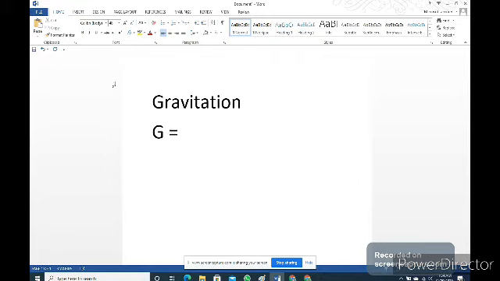6.67 into 10 to the power minus 11. See how small the gravitation is? Very small, right? This value of G is known as the universal gravitational constant. The gravitational constant is 6.67 into 10 to the power minus 11 Newton meter square per kg square.